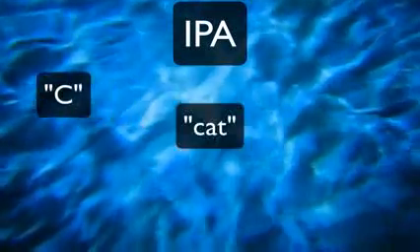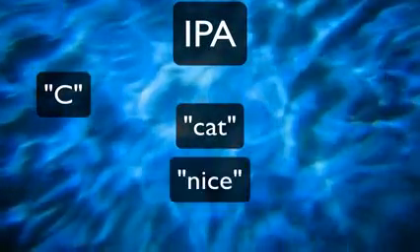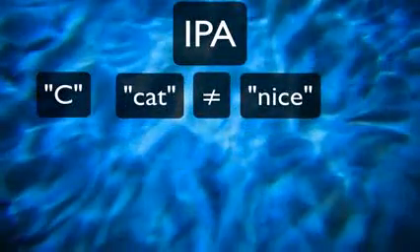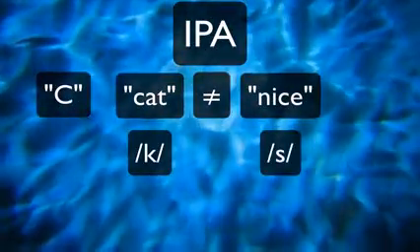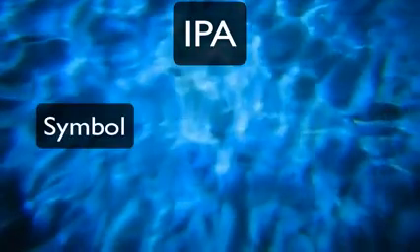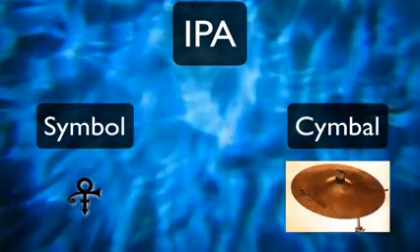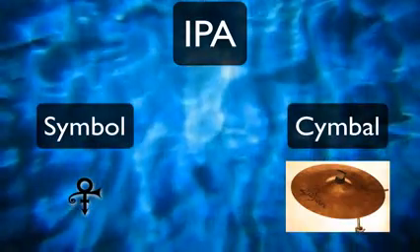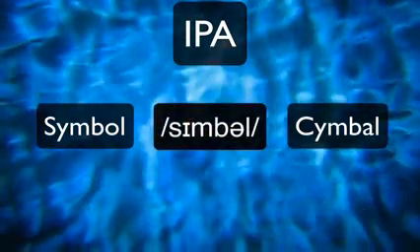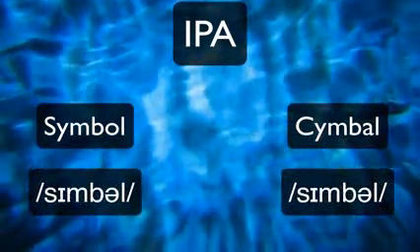In English, we have a bunch of letters which correspond to vowels or consonants, and many of these have multiple sounds. The letter "C", for example, as in "cat", and "C" as in "nice" are totally different. They have totally different sounds, and IPA has 2 symbols for those 2 sounds. On the other hand, "symbol" and "cymbal" sound the same, even though they're spelled differently. And so IPA for both of these words is exactly the same. IPA only cares about the sound.